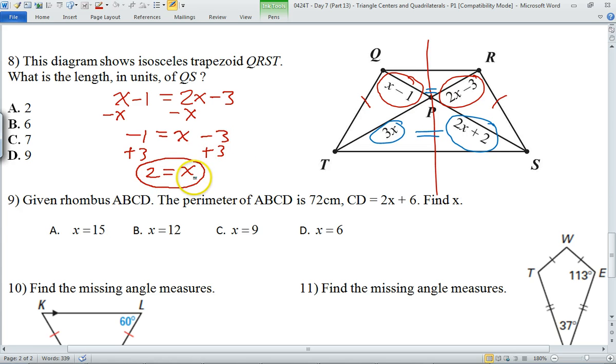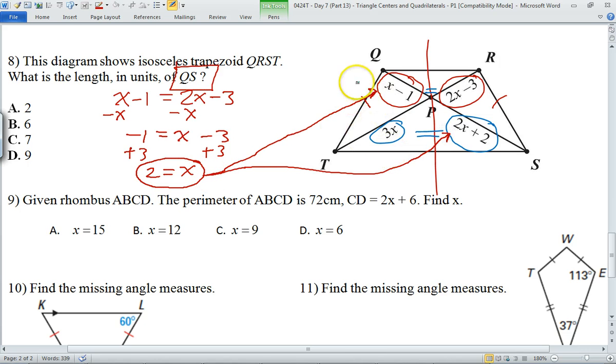Okay, now that's not the answer to the question though. They didn't ask me to find x, did they? What did they ask me to find? They asked me to find the length of QS. So I'm not done. I need to take this 2 and plug it back in. I need to plug it in here and here.